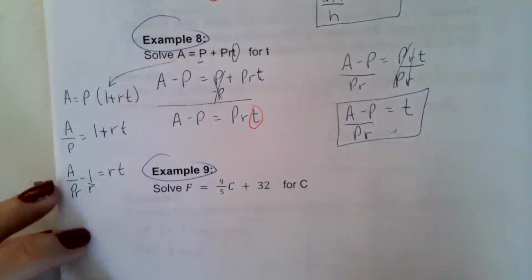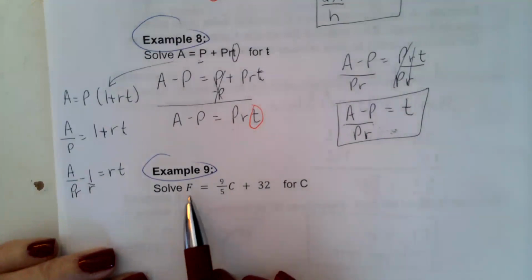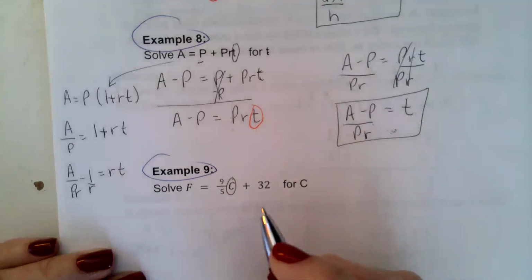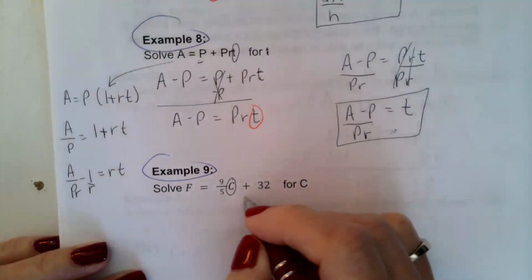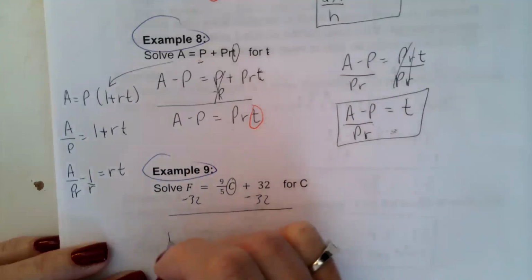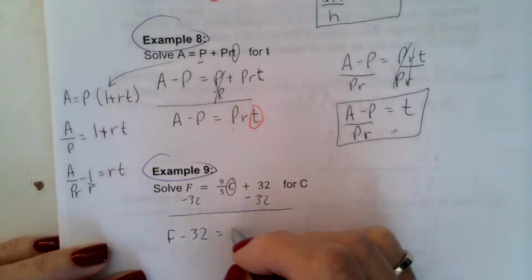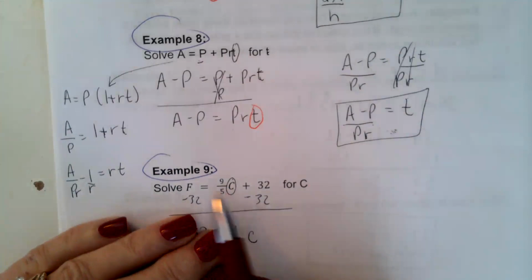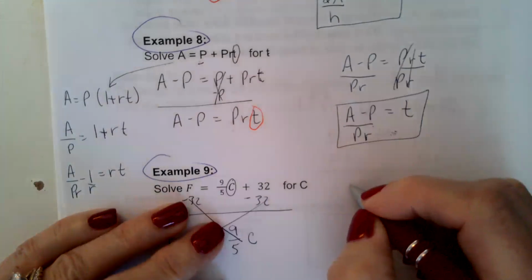The last example here, example 9, they gave us a formula switching from Celsius to Fahrenheit, and we want to solve for C. So if we know Fahrenheit, we could go to Celsius. So we're going to subtract 32 first. So F minus 32 equals 9/5 C. What we really should have done, I made a mistake, was multiply through by our 5. So let's do that. Let's multiply through by 5 to eliminate our fraction.